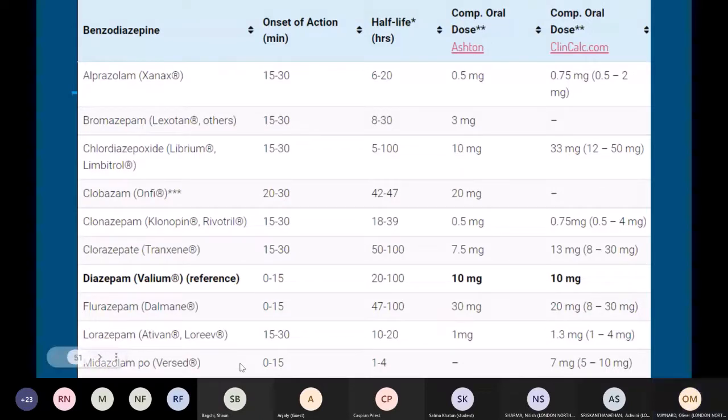It's dissolved very quickly under the tongue, so even if he's still vomiting, it should hopefully still be able to dissolve and get into the system, and it acts very, very quickly. So midazolam would be the benzodiazepine of choice there.